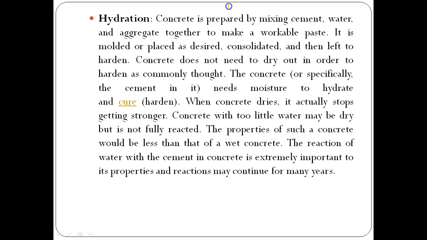Concrete is prepared by mixing cement, water and aggregate together to make a workable paste. It is molded or placed as desired, consolidated and then left to harden. This concrete does not need to dry out in order to harden. The concrete, or specifically the cement in it, needs moisture to hydrate, or we can say to cure. When concrete dries, it actually stops getting stronger, and concrete with too little water may be dry but is not fully reacted. So the properties of such concrete would be less than that of wet concrete. The reaction of water with the cement in concrete is extremely important to its properties, and reactions may continue for many years.